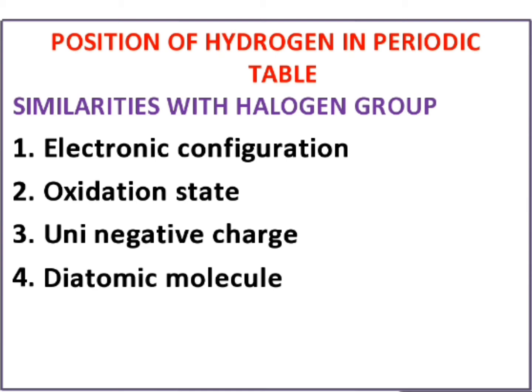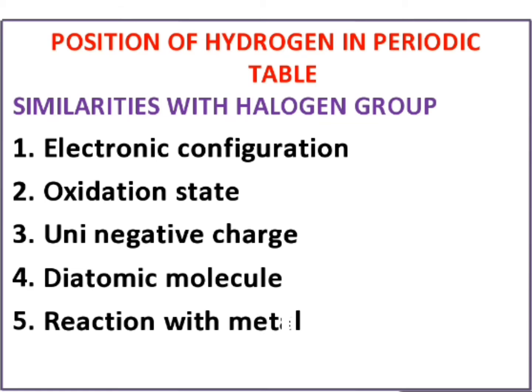So here you see hydrogen's position is different in the periodic table. In chemical properties, in reaction with metals, we have seen that chlorine reacts with metal to form Cl minus, and hydrogen reacts with metal to form H minus. This is the similarity. After the position of hydrogen in the periodic table, now we will see the isotopes of hydrogen.